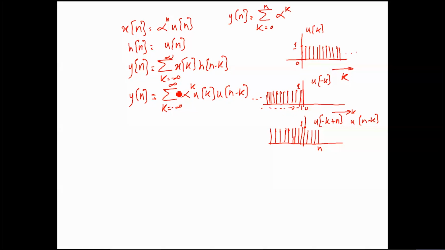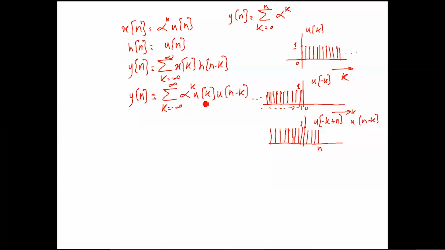Now, what effect does this have? It sounds very intimidating that inside the summation we have some constant raised to the power of k, u of k, u of n minus k. But remember, whenever inside your summation you have step signals, both of them are step signals. One is a simple common step signal, and this one is a flipped and then shifted step signal. This is also a step signal.